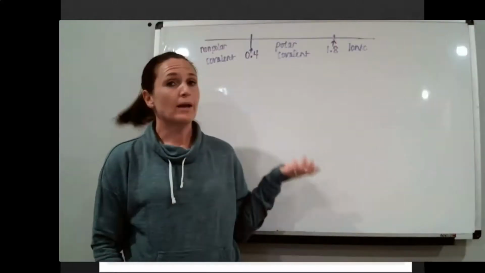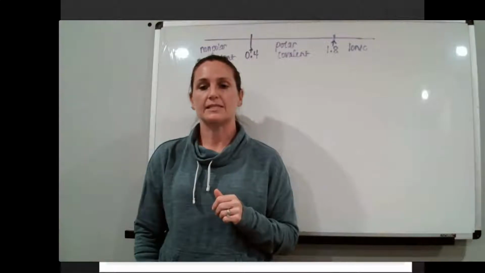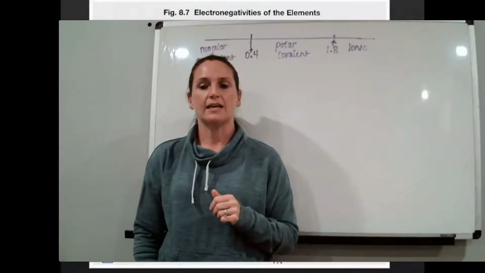Once we get the subtraction problem answered, we're going to go back to this very chart to determine whether the bond is ionic, non-polar covalent, or polar covalent. So let's make sure we get this chart somewhere that we can use it for reference. Now that we have this chart up here, we're ready to get going with some example problems to see how we might use this in real life.